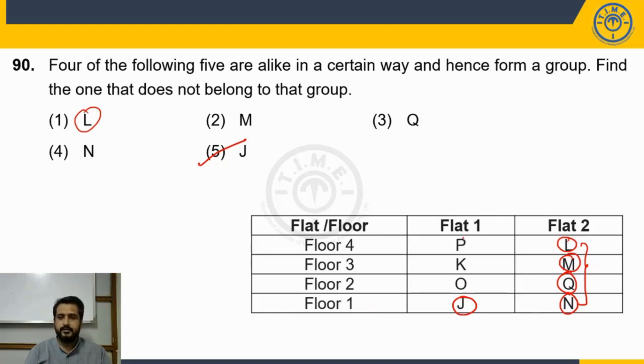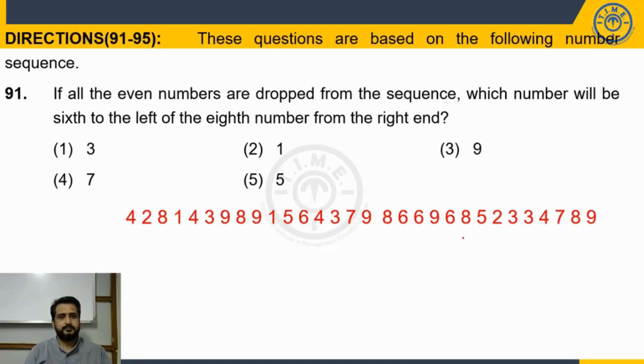Now let's move to the sequence questions. Now, what is given? If all the even numbers are dropped from the sequence, okay, all even numbers to be dropped, then which number will be 6th to the left of 8th number from the right hand? So we have to start counting from the right hand. First, what we have to identify? 8th number from the right hand. Now with respect to that element, we have to identify 6th left.